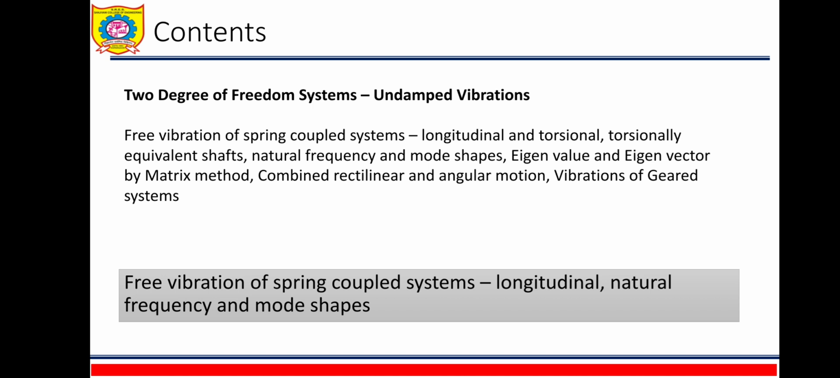So free vibrations means there is no damping, and single degree means it will be having only one mass and its displacement. In case of a 2 degree of freedom system, there will be more than one mass, meaning there will be two masses and two different coordinates which will specify the motion of that particular system.